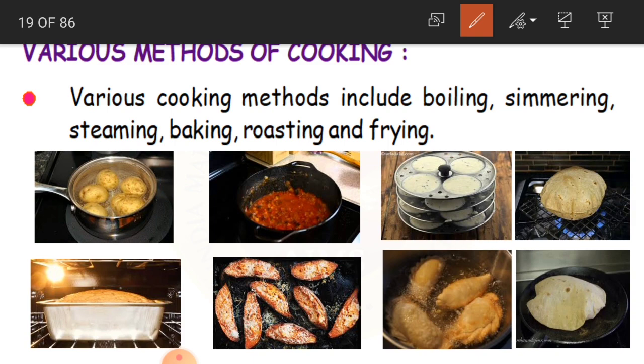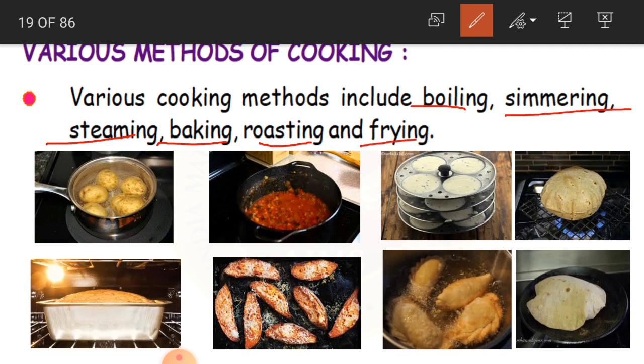You cannot prepare idli on the pan. That is not possible. You cannot prepare rice on the pan, and you cannot prepare roti in the pressure cooker. So you have some particular food items to be prepared by a particular method. Let us see what they are. They are boiling, simmering, steaming, baking, roasting and frying.